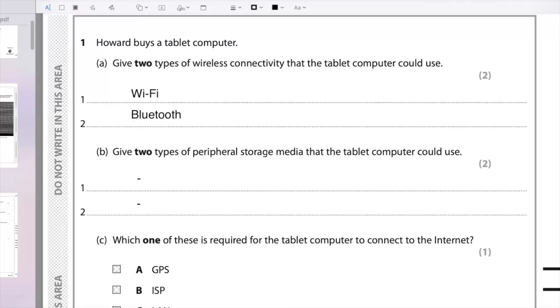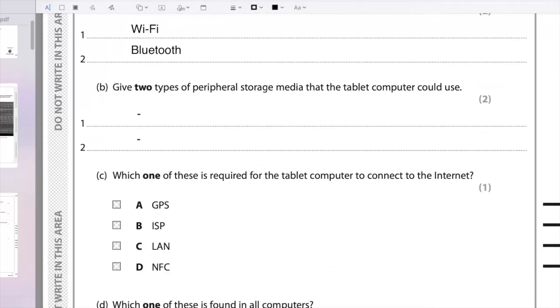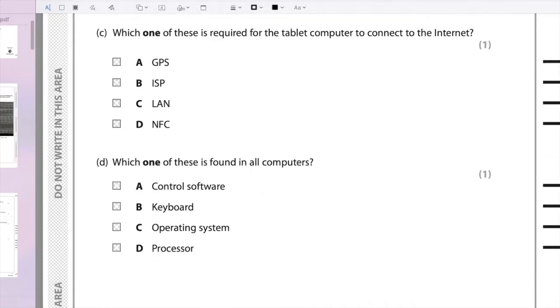Let's go and look at question B. Give 2 types of peripheral storage media that the tablet computer could use. So I'm going to put solid state drive as my first one, and I'm going to put cloud for my second one, which is kind of solid storage media that we use nowadays. So let's scroll down to C.